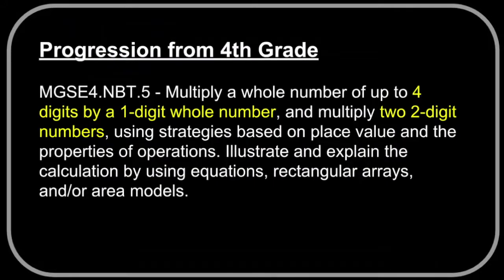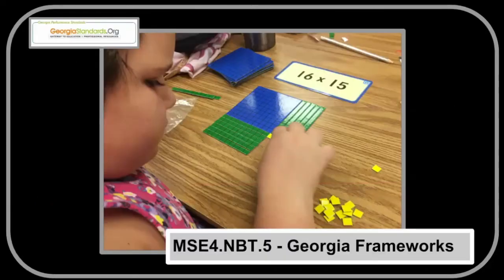Students progressing from 4th grade have experienced multiplying a whole number of up to 4 digits by a 1-digit whole number, as well as two 2-digit numbers, with the emphasis being on using strategies based on place value and the properties of operations, and by using equations, rectangular arrays, and/or area models. To learn more about multiplication in 4th grade, please visit the link below this presentation to view the Georgia Standards of Excellence instructional video on 4.NBT.5.